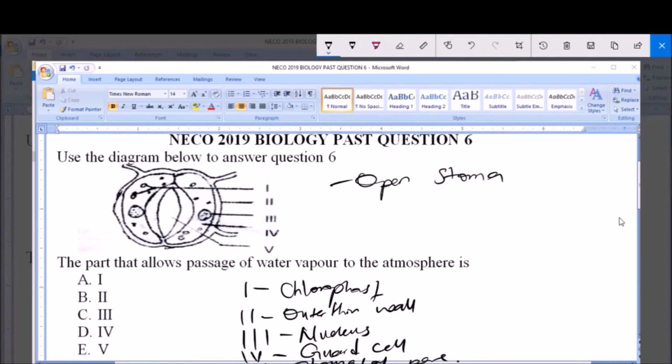Now, the chloroplast, like we know, contains the chlorophyll that is responsible for photosynthesis, so it cannot be what we are looking for. II is the outer thin wall that helps to protect the stoma, so it can't be this. III is the nucleus, which regulates the activities going on in this stoma, so it can't be this. Now, option IV says the guard cell. The guard cells are responsible for controlling the opening and closing of the stomata.